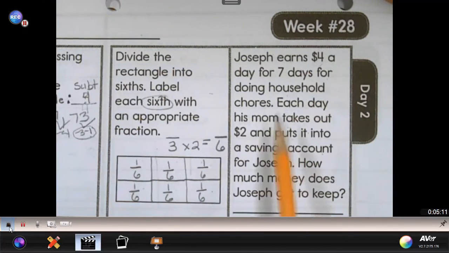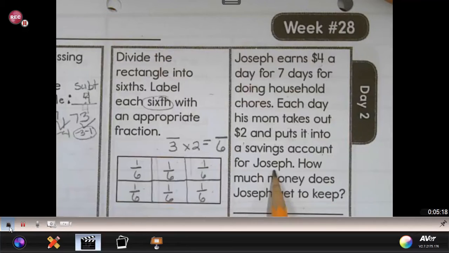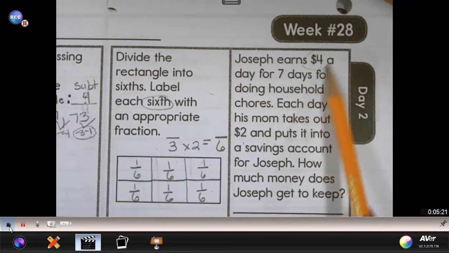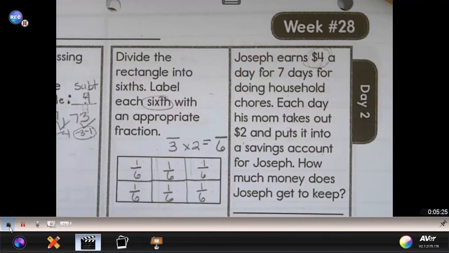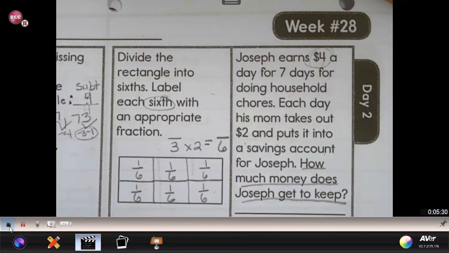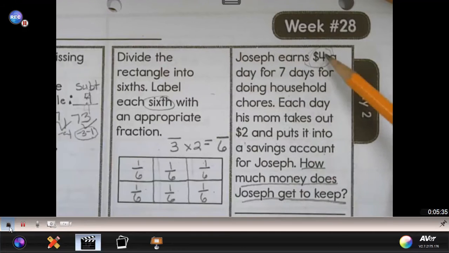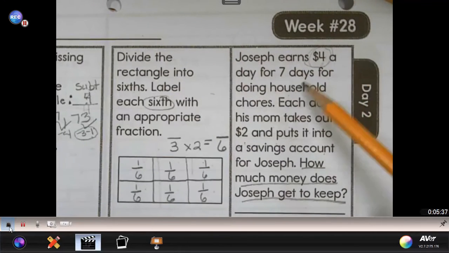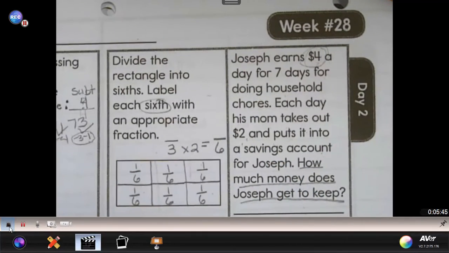But if we continue, it says each day his mom takes out $2 and puts it into a savings account for Joseph. So really what we're doing is taking some of this away to see how much he's going to end up keeping. So this is basically a two-step problem. We want to know how much he's going to keep. We know how much he's going to earn each day, but we also know that he's going to have some taken out each day. So there's a couple of different ways that we could look at this.